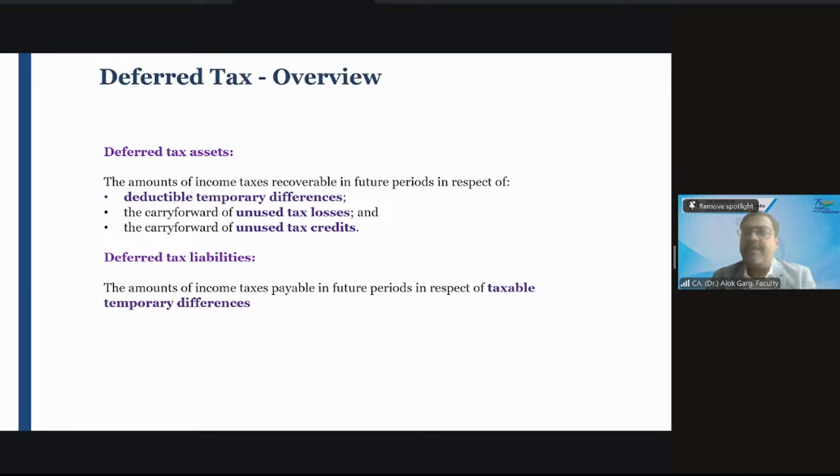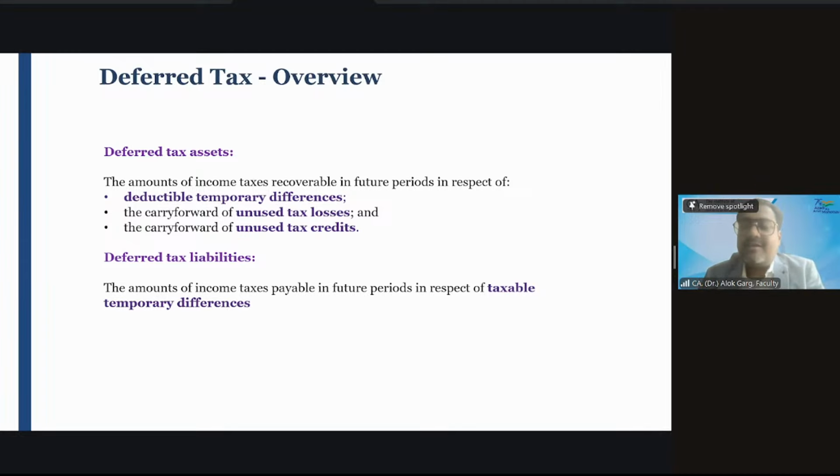Do you require to pay any tax if you have a tax loss today? No, sir. Not required. Tomorrow means, when I say today, it means current year; tomorrow means next year.